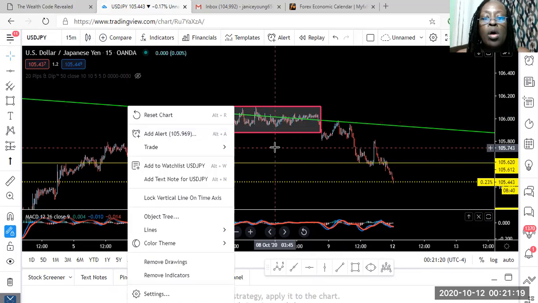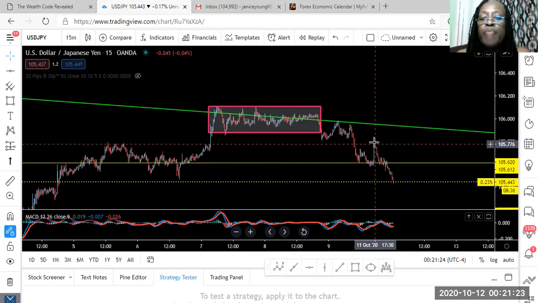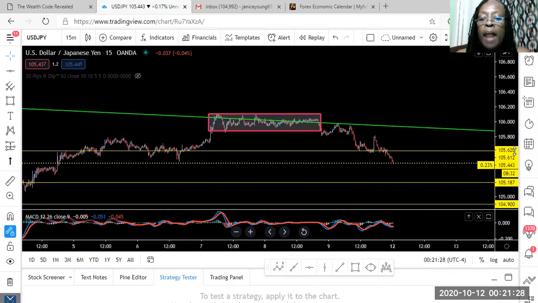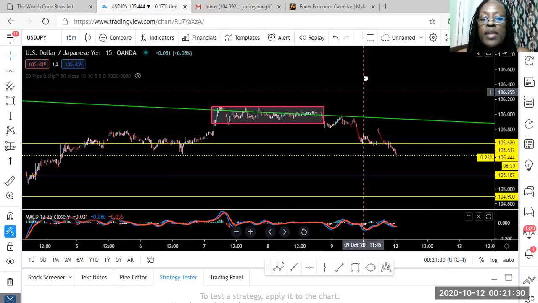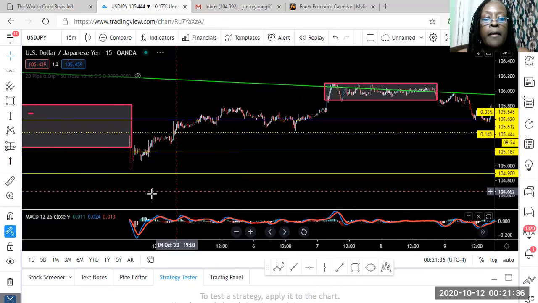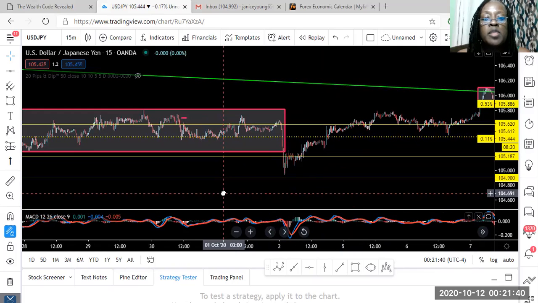And overall, we're respecting that time frame, and price is still in a continuation on the 15-minute as well. What am I expecting price to do? I'm expecting price to come to this area right here. That's what I'm expecting price to do.